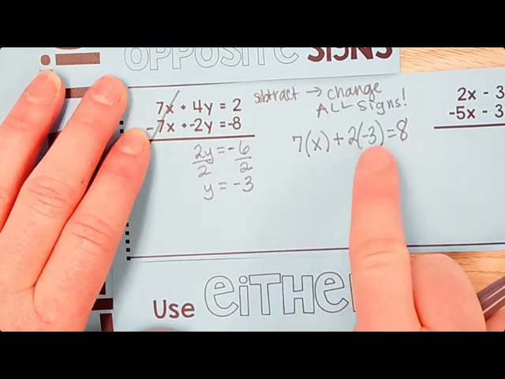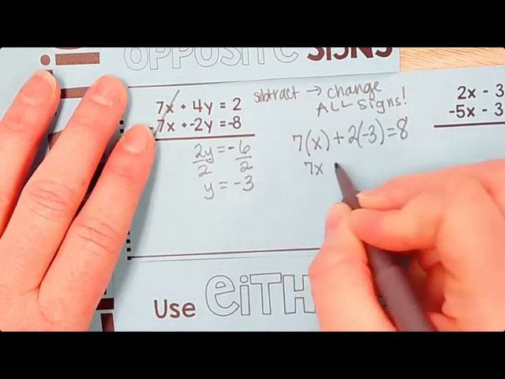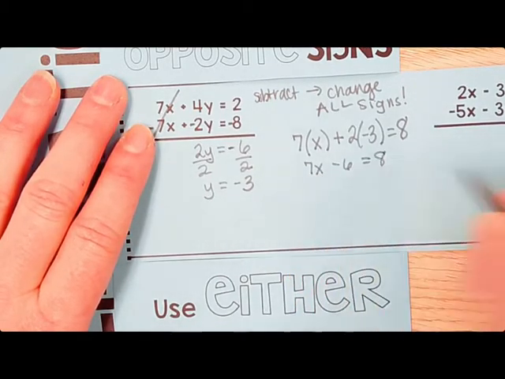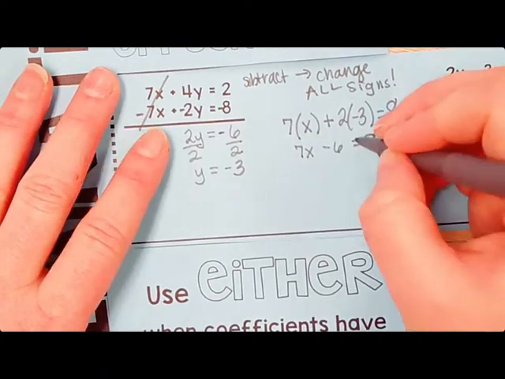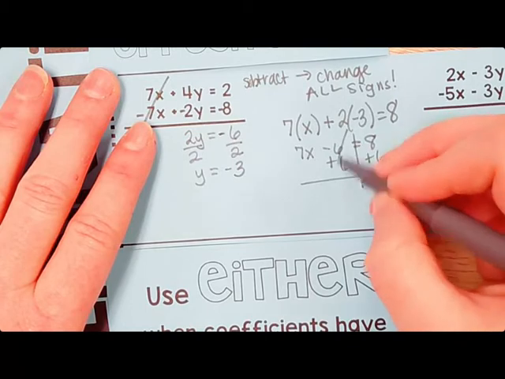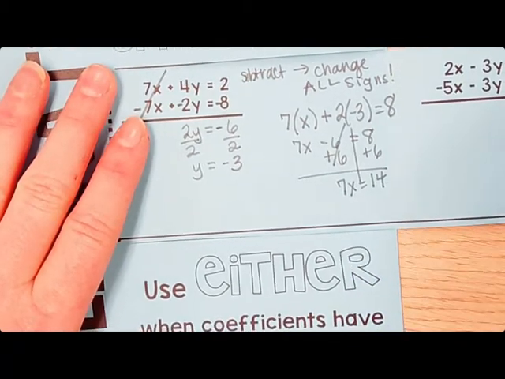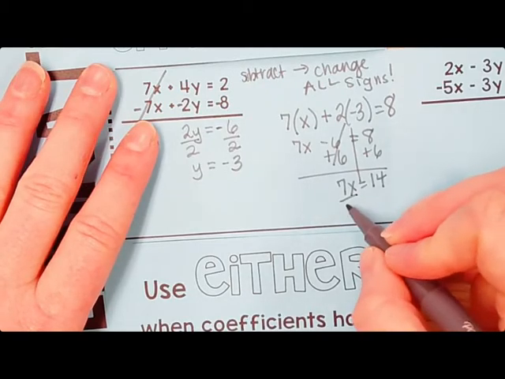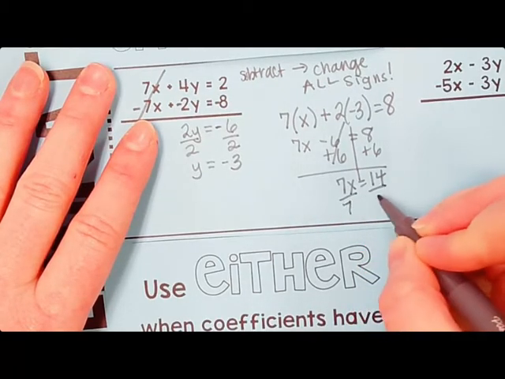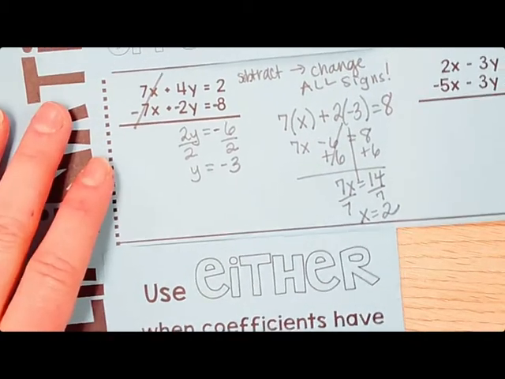So there's a negative 3 right here. So it's 7x minus 6 equals 8. Plus 6. 7x equals 14. Divided by 7. x equals 2.